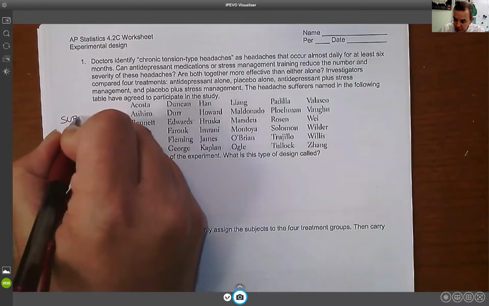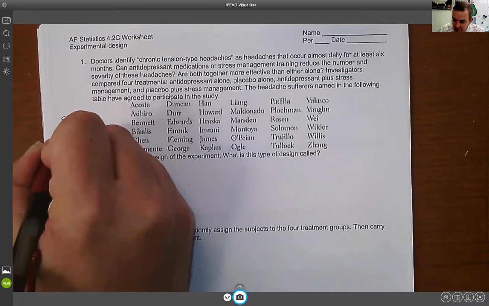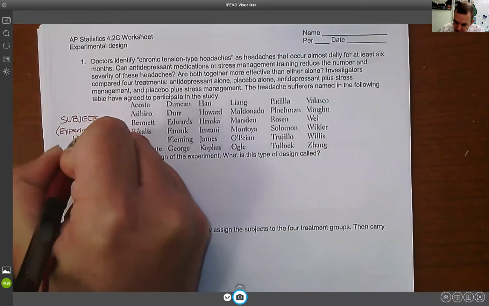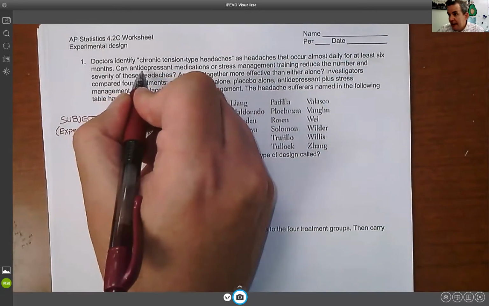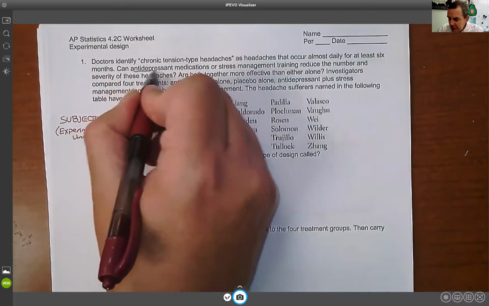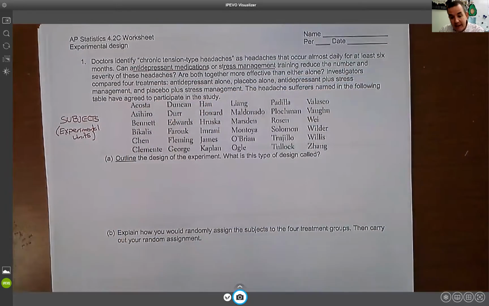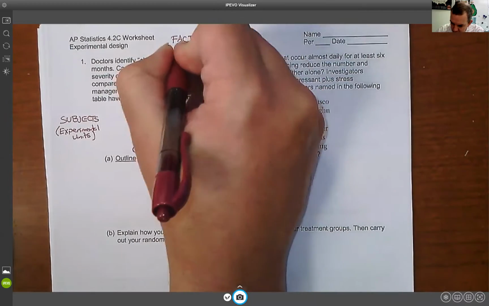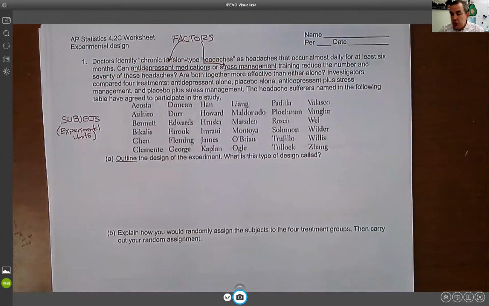They're my experimental units. Again, just as a reminder, the people who are going to be in this are my subjects because they're people, but in general, they're called the experimental units. Okay, now let's talk about factors. The factors here are antidepressant medication and stress management. Those are my factors. I haven't said what exactly they do, but those are my factors. The treatments are how you apply the factors.